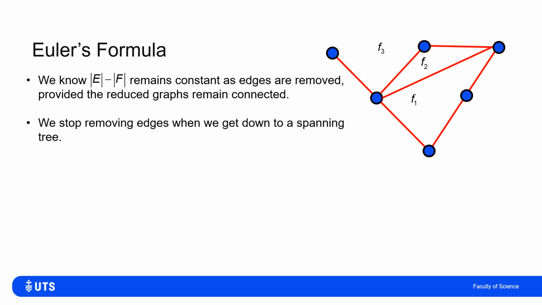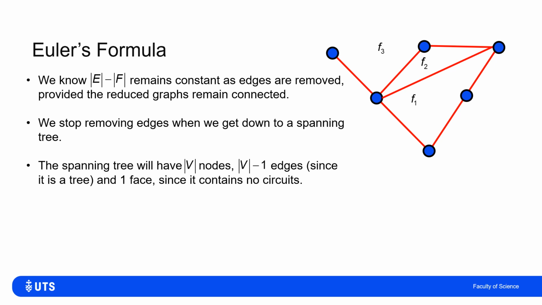When I get down to a tree, I will have the size of V nodes left, and a tree, as we've already seen, will always have the size of V minus 1 edges. And a tree also will only ever have one face. There are no regions bounded by edges, there are no circuits, so there is just the one infinite region outside. So for the case of a tree, I have the size of V nodes, the size of V minus 1 edges, and 1 face. So that's my relationship for a tree.